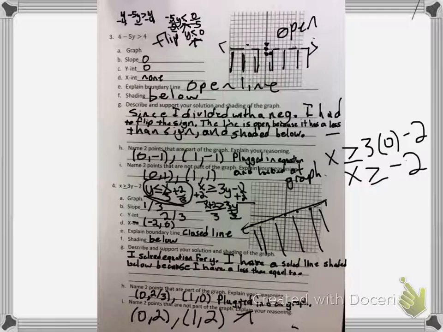My slope is going to be 1/3 because there's a 1 in front of my x. My y-intercept is going to be 2/3. My x-intercept, I'll plug in 0 for my y value here. I get 0, and then I know that my x-intercept is going to be -2 here.